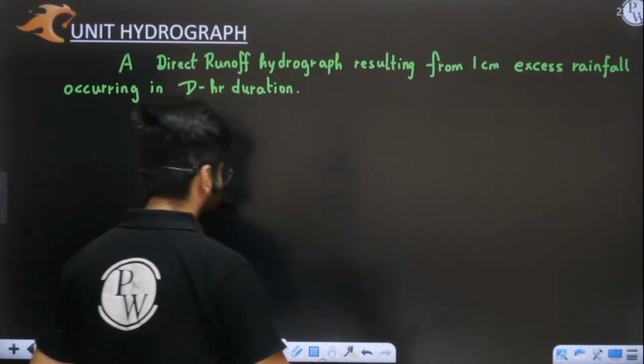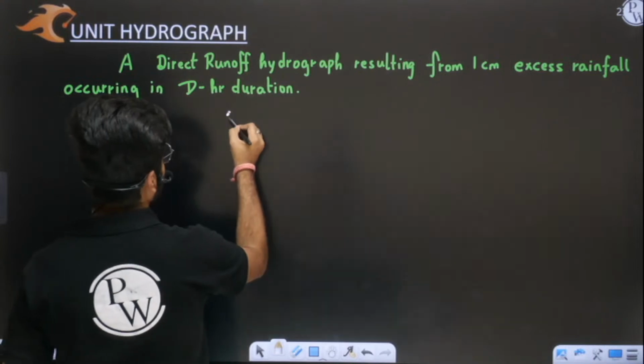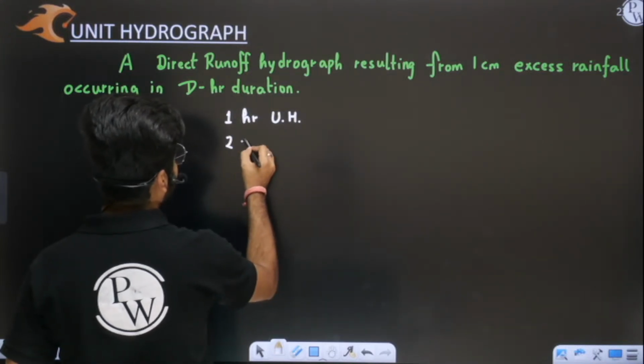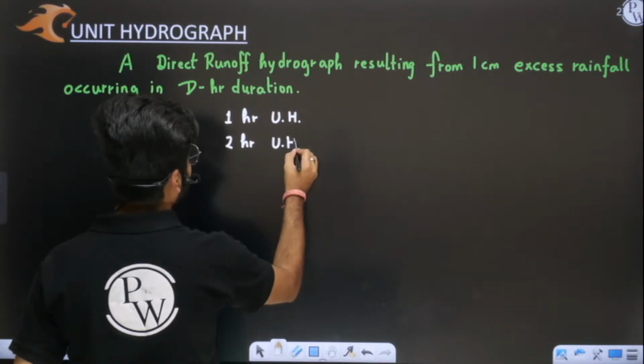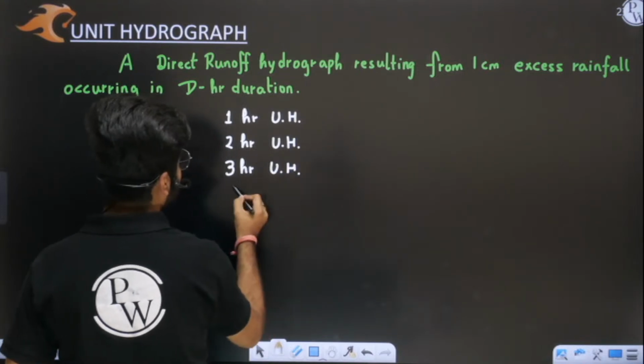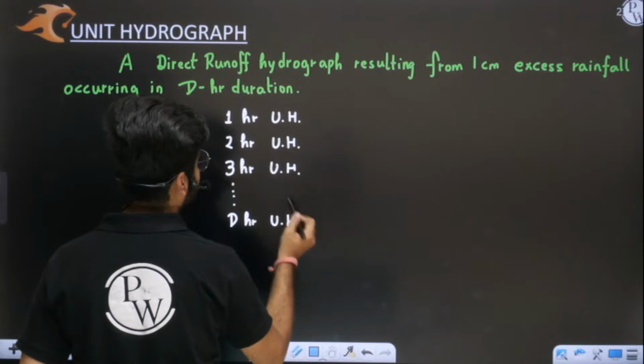So see, they will give you like this: a 1 hour unit hydrograph, a 2 hour unit hydrograph. Listen very carefully. They will give you a 3 hour unit hydrograph, like this, and so on and so forth. You will have a D hour unit hydrograph. Okay, what is the meaning of D?